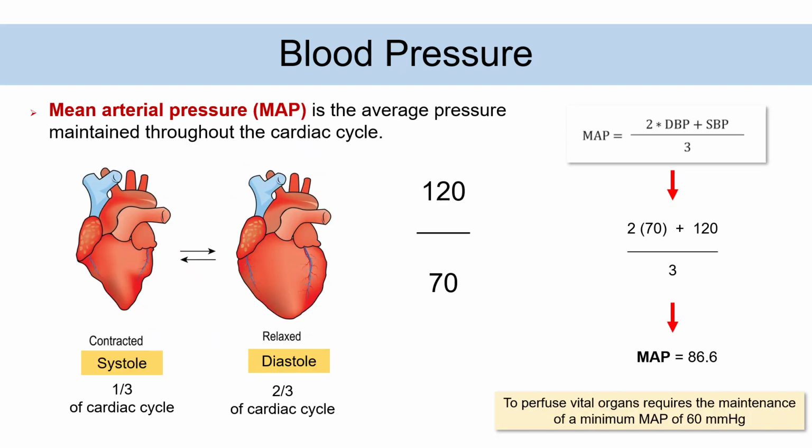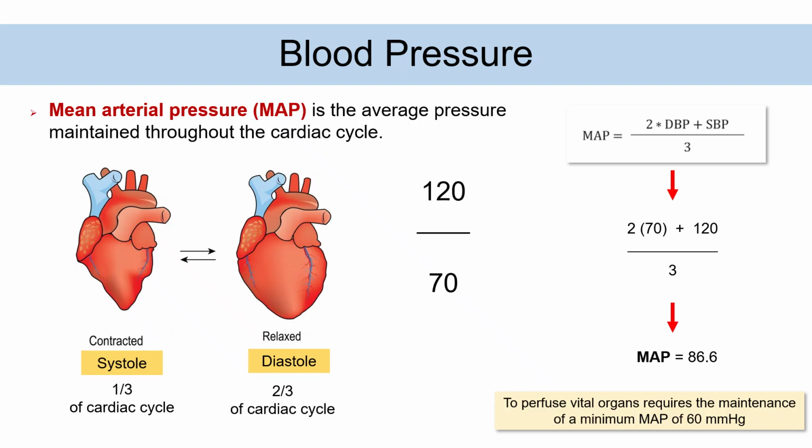Next is mean arterial pressure, or MAP. So MAP is the average pressure maintained throughout the cardiac cycle. It is an average. So when we think about MAP, we also have to include the concept of time. So in the cardiac cycle, we have systole and we have diastole. So systole is squeezing or contracting, and then diastole is when the ventricles are relaxed. So when we think about it on a timeline, systole is much faster than diastole.